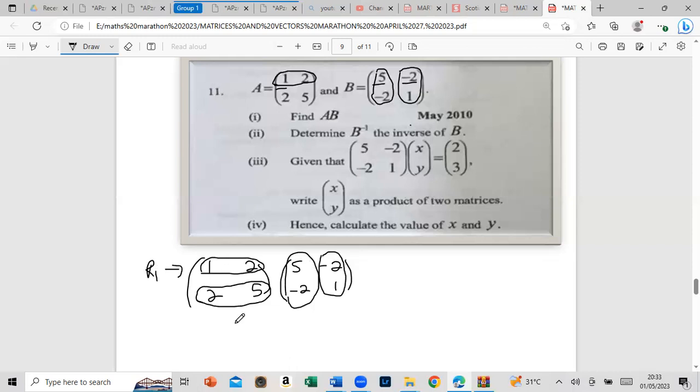So 1 times 5, that's 5. 2 times negative 2 gives a negative 4, right? A positive times a negative. You see? So this times this, and then this times this. And then this times this. So 1 times negative 2, that's negative 2. And 2 times 1 is 2. See that? No, sir.